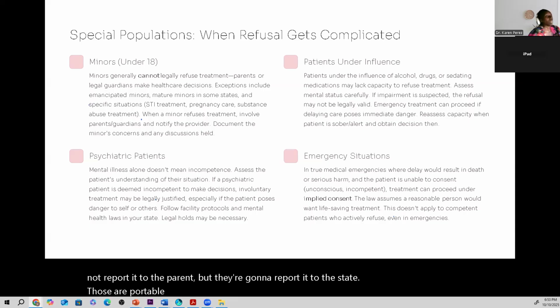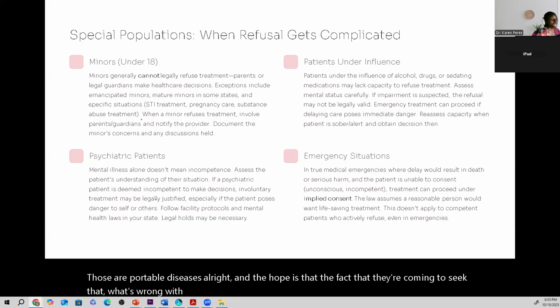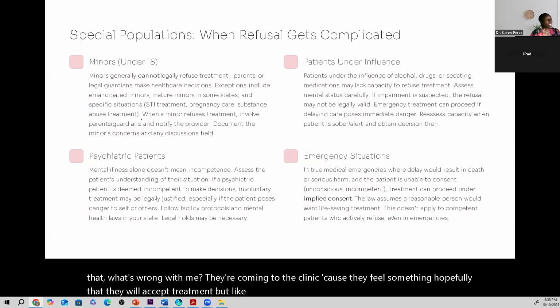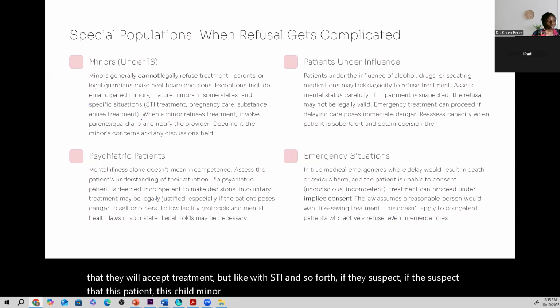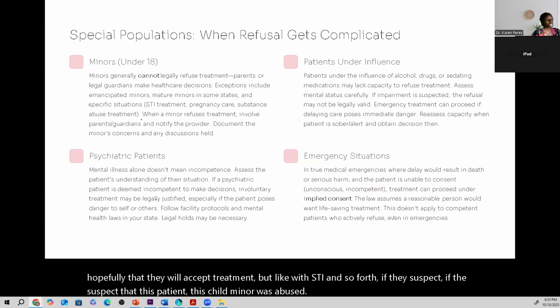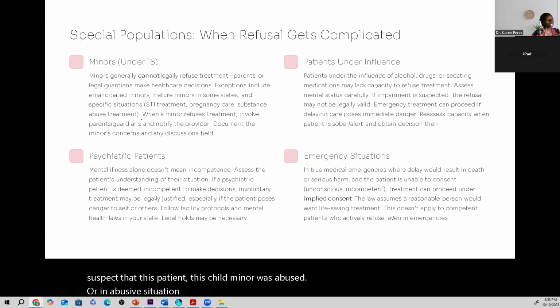All right. And the hope is that because they're coming to the clinic asking what's wrong with me, because they feel something, they will accept treatment. But with STIs and so forth, if the nurse suspects that this child, this minor, was abused or is in an abusive situation, the only thing the nurse needs to do is suspect. You don't have to have full proof, just suspect. It can be reported.